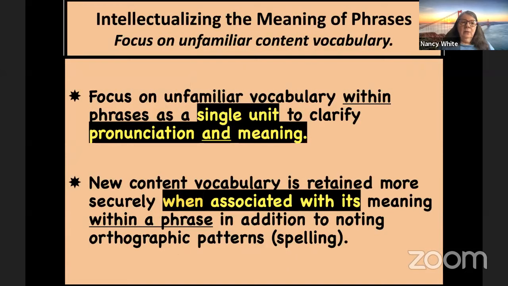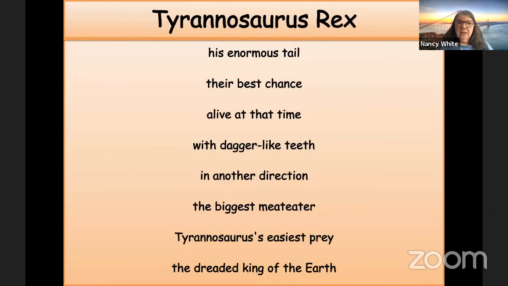So you're choosing, again, a single unit to clarify pronunciation. Mrs. Slingerland makes the point, new content vocabulary is retained more securely when associated with its meaning within a phrase than if you taught it as just a standalone word. You're also getting practice with the orthographic patterns, but in this case, we're talking about comprehension. So these are the phrases listed.